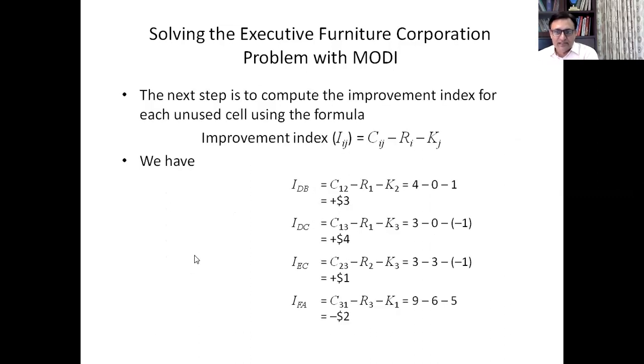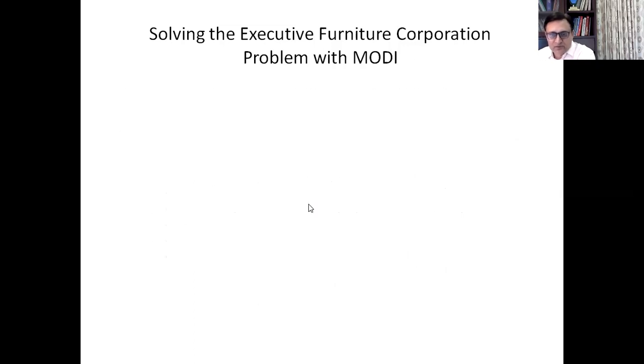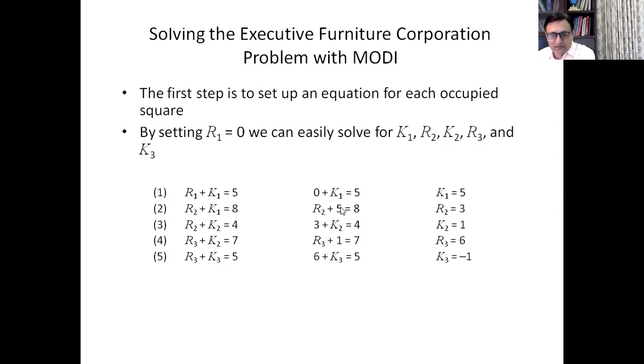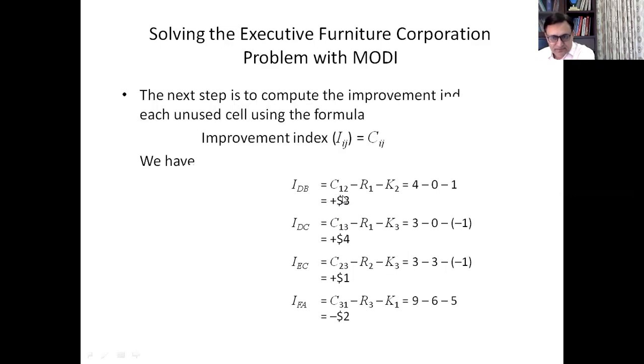And for that purpose, we will use this formula: the cost of that unoccupied cell minus Ri minus Kj. For example, if you have to evaluate this first cell, here the cost factor is 4 minus R1 value minus K2 value. So in this way, we will be finding out the change in the cost. So C12 minus R1 minus K2 value, and this for $3 has been found out. Similarly, other cells will be calculated with the use of these equations.